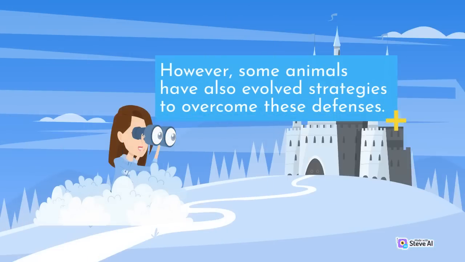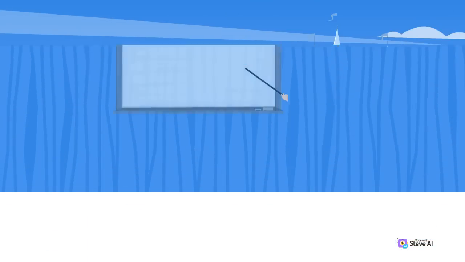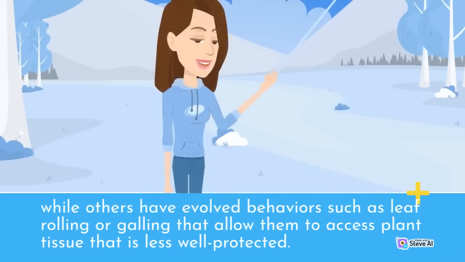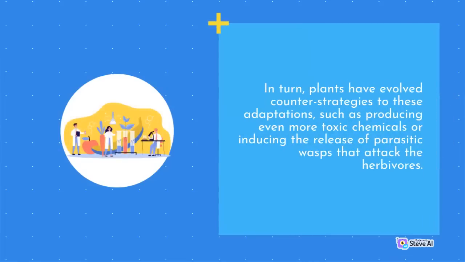However, some animals have also evolved strategies to overcome these defenses. For example, some insects have specialized digestive systems that allow them to break down and detoxify plant chemicals, while others have evolved behaviors such as leaf rolling or galling that allow them to access plant tissue that is less well protected. In turn, plants have evolved counter-strategies to these adaptations, such as producing even more toxic chemicals or inducing the release of parasitic wasps that attack the herbivores.